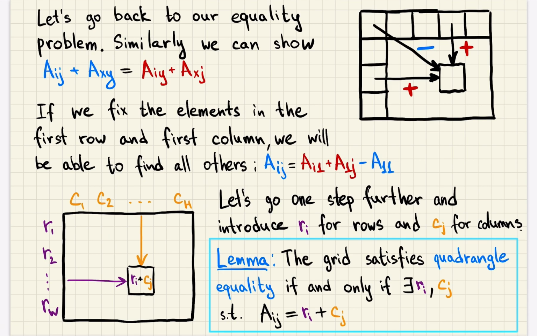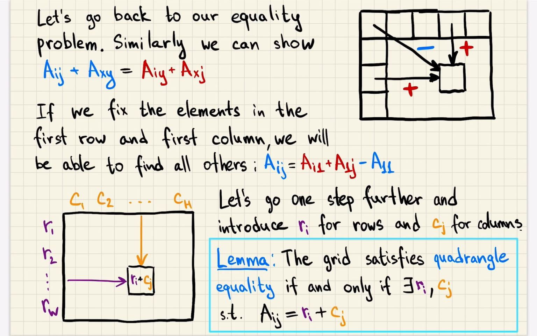Let's go back to our equality problem. Doing all the same steps, we can show that if we have equality for 2x2 squares, we can have equality for any rectangle. Let's say that we fix elements in the first row and first column. Then we are able to find all the other elements. If we want to look at element aij, we can look at this rectangle, and for its diagonals, the sum of these two elements should be equal to the sum of these two elements. So our aij should be equal to ai1 plus a1j minus a11.